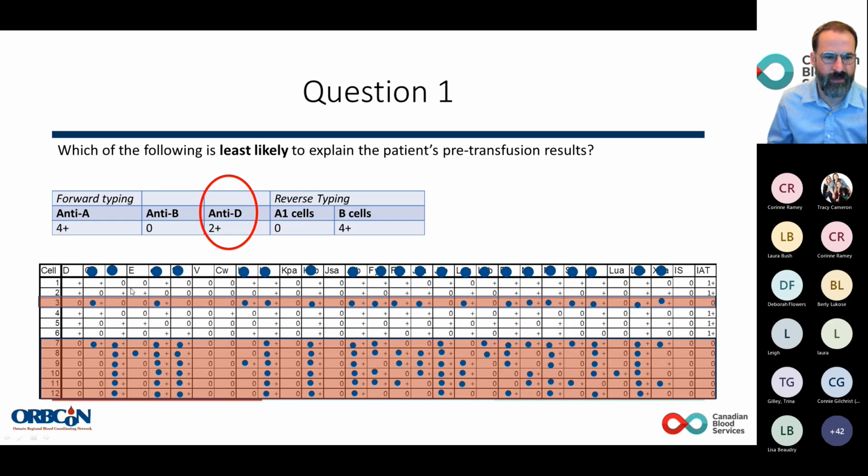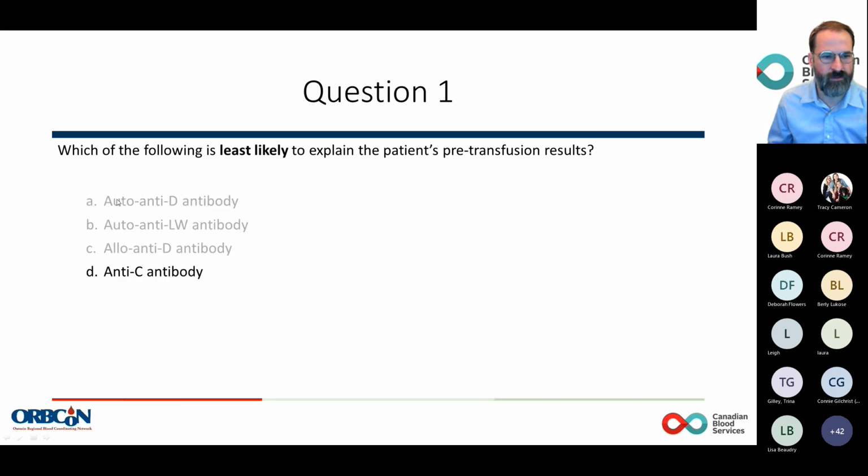partly just because it doesn't have any big C specificity. We've ruled out a big C here with this panel. And then in terms of a patient being D positive and making an anti-D, all three of these would be potential explanations for that. So patients can have autoantibodies that have a D specificity or an apparent D specificity.